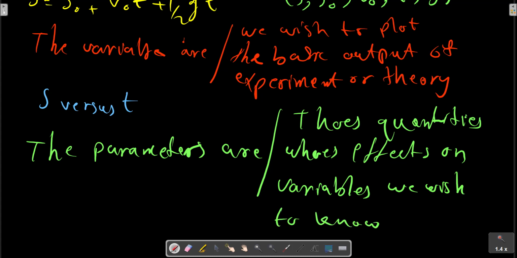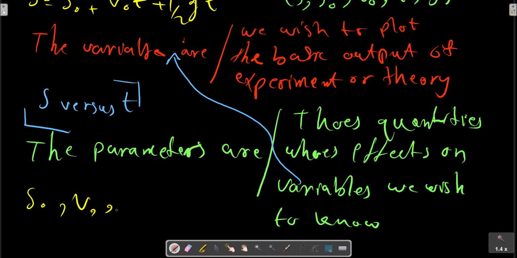Returning to the definition here, we choose S and T in this equation as the variables, and S0, V0 and G are the parameters in our analysis. Almost any engineering study can be subdivided in this manner.